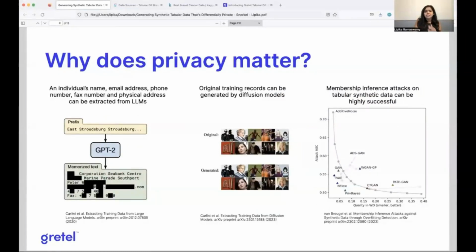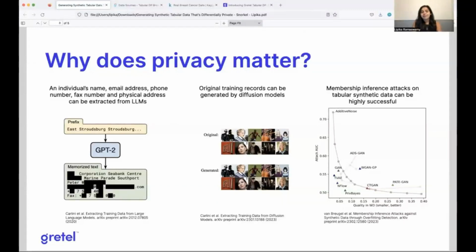So some really quick examples of why this is the case. For example, from LLMs, an individual's name, email address, phone number, physical address was extracted by researchers. The same thing was done with diffusion models with images. So it's a lot more tangible. It's real. Like you can see it. You can see exactly the original images in the generated set.